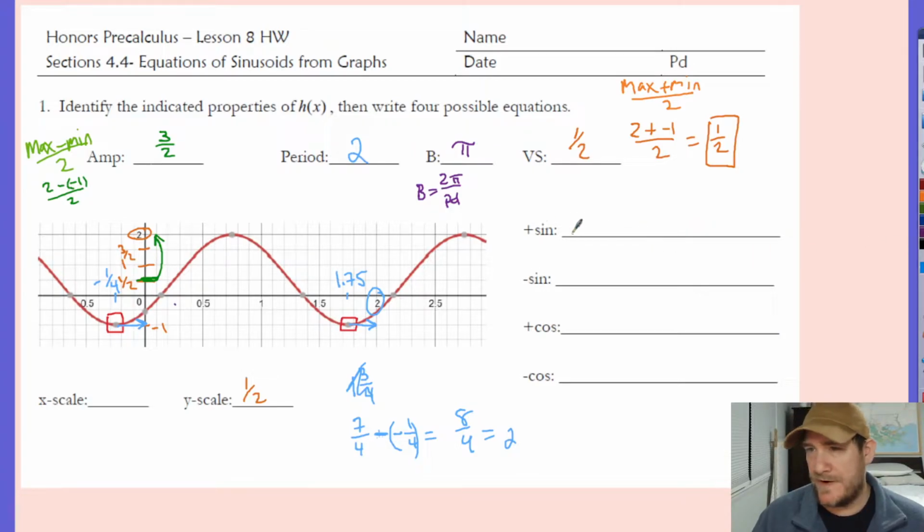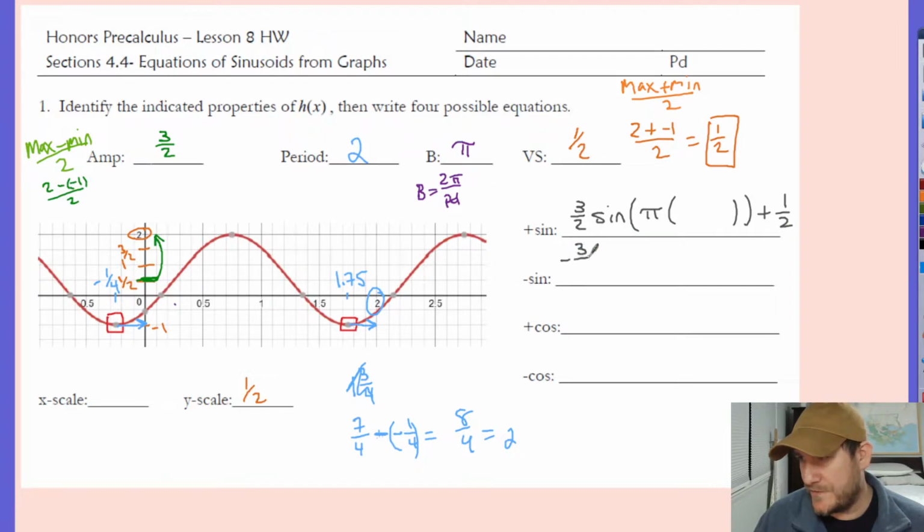So now we can write our equations. I want one of everything. I want a positive sine, a negative sine, and so on. They're all going to have amplitudes of 3/2. This is going to be sine. They're all going to have b values of pi. What they're not going to all have is the same phase shift, but they are all going to have the same vertical shift. So we've already got this whole shell established.